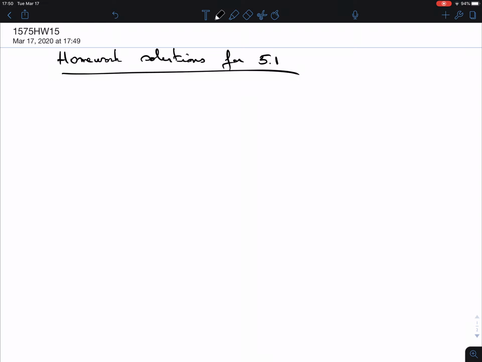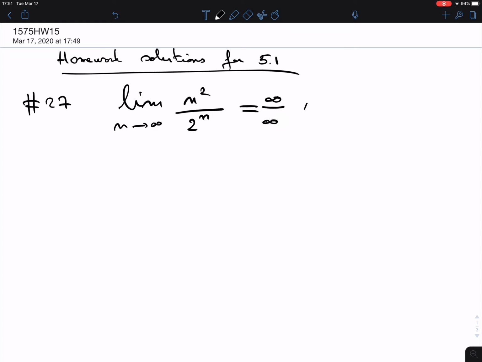All right, so the first one was number 27, and that was asking what is the limit of the sequence n squared over 2 to the n, for n going to infinity. What you normally do is you plug in infinity to see what you get. Infinity over 2 to the infinity, which is also infinity. So we are again in an indeterminate form, so we need to do something.